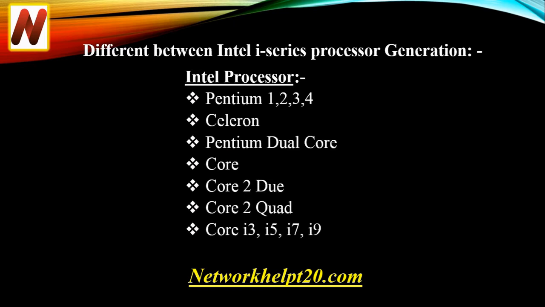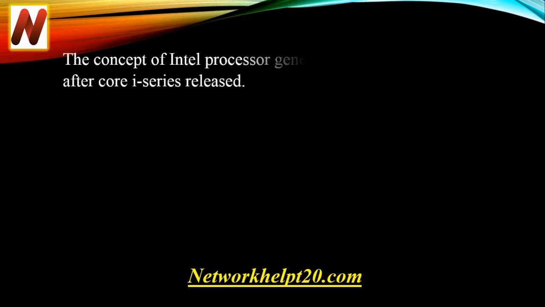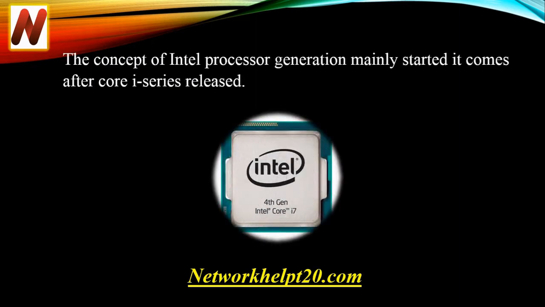Difference between Intel i-series processor generations. Intel processors: Pentium 1, 2, 3, 4, Celeron, Pentium Dual Core, Core 2 Duo, Core 2 Quad, Core i3, i5, i7 and i9. The concept of Intel processor generation mainly started after the Core i-series was released.